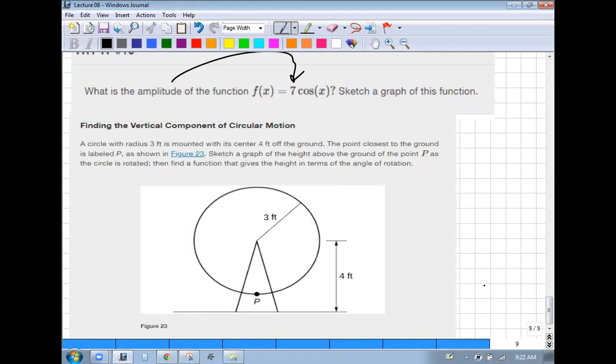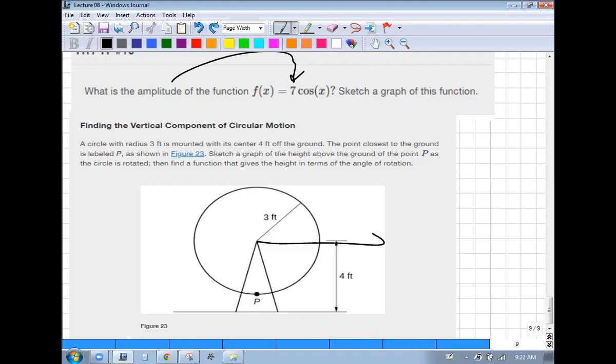Finding the vertical component of circular motion. So here again, we have a circle of radius 3, but it's been mounted with the center at a height of 4. The point closest to the ground is labeled as P. Sketch a graph of the height above the ground of the point P as the circle is rotated. Okay? So this is where we're starting off.